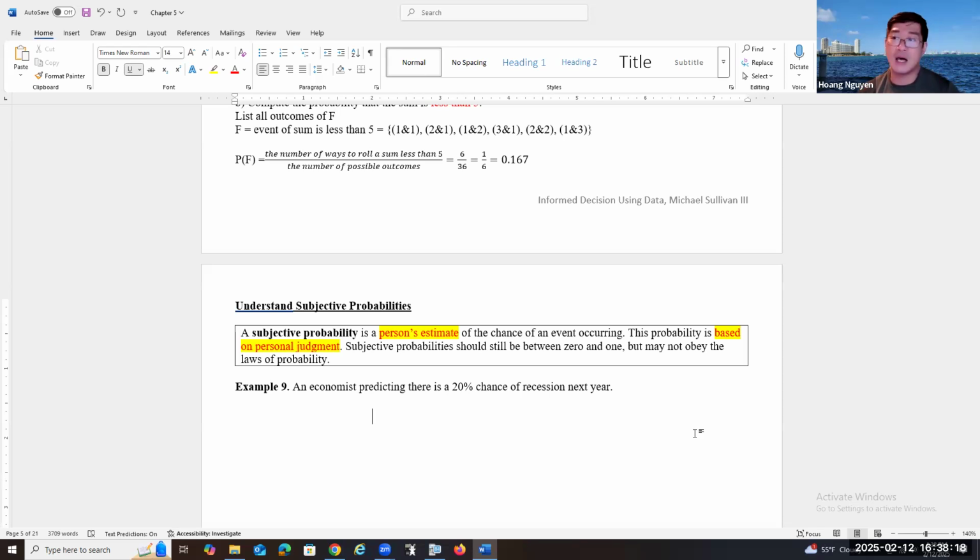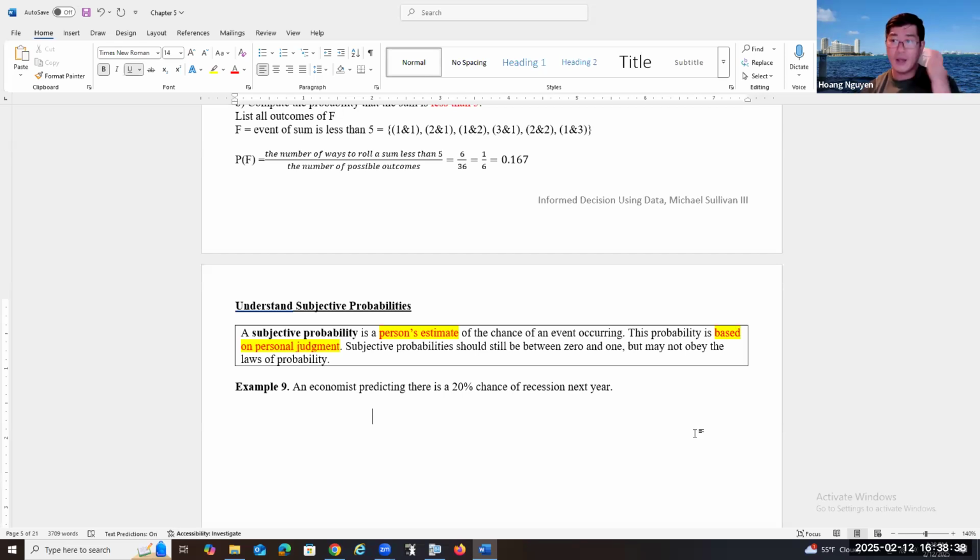For example, an economist predicting that there is a 20% chance of recession next year. This is based on his study, his calculation, his research. Then he says there is about a 20% chance of recession next year. But when you ask someone who is not an economist, they might have a different prediction for this probability. So this is subjective probability.